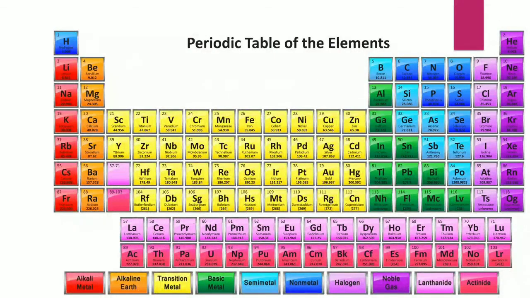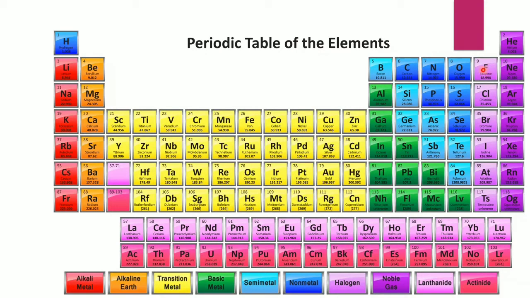In the periodic table, we can see that hydrogen has proton number 1, helium 2, lithium 3, beryllium 4, boron 5, and so on. That is how elements are arranged in order of increasing proton number.